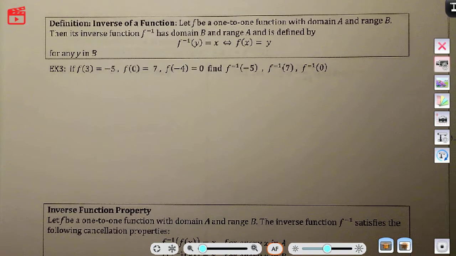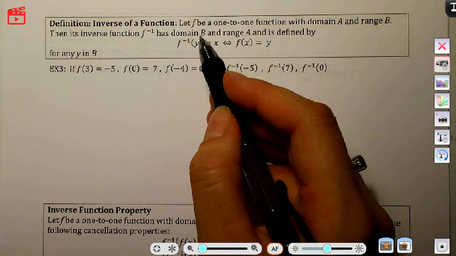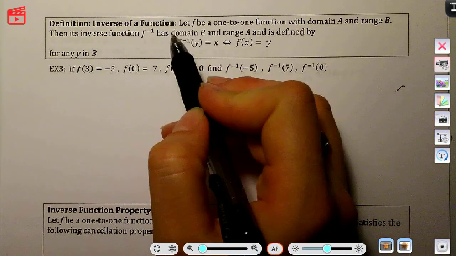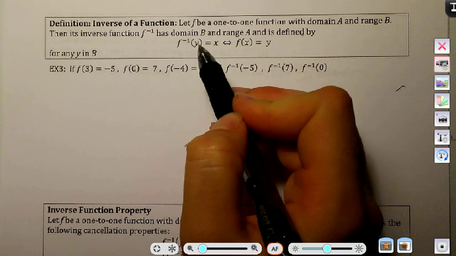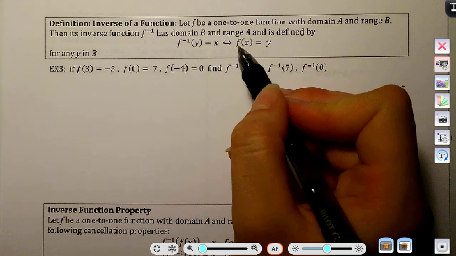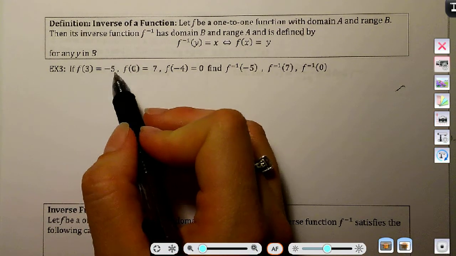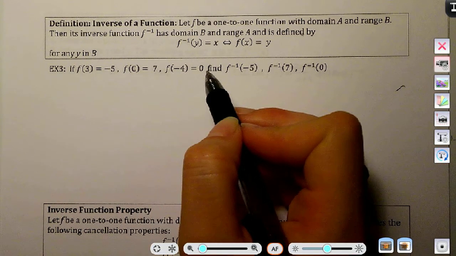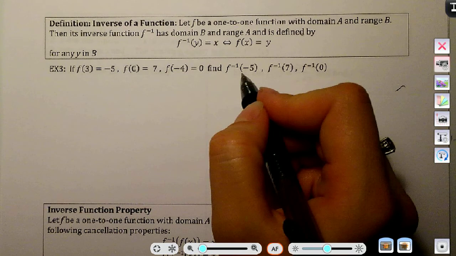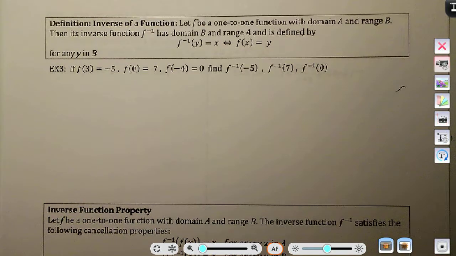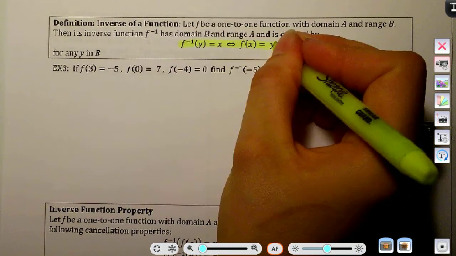Okay, moving along. So the definition of an inverse function. Let f be a one-to-one function with a domain A and range B. Then its inverse function, f inverse, has the domain of B and a range of A. Notice the domain and range got swapped. And it's defined by, if you have f inverse of y equal to x, then f of x is equal to y. So we're given these values. If f of 3 equals negative 5, f of 0 equals 7, and f of negative 4 equals 0, find f inverse of negative 5, f inverse of 7, and f inverse of 0. Well, we're going to go ahead and use our given definitions to figure this out.